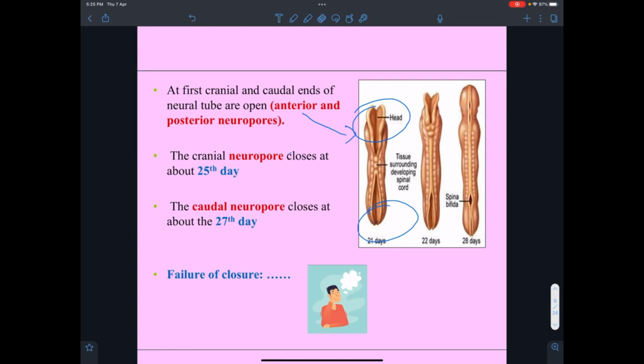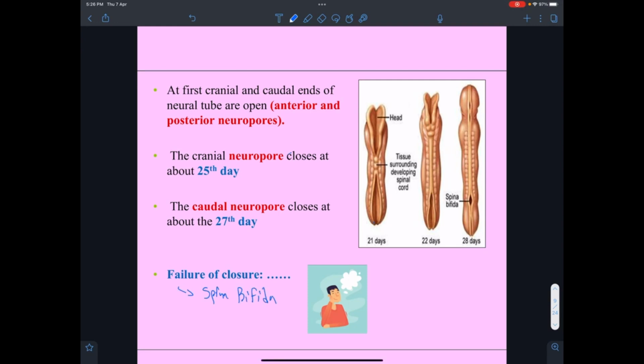What we want to know is that by the end of neurulation, these two openings, the anterior and the posterior neuropores, should close at a specific day of pregnancy. If they don't close, this will lead to anomalies. For example, they can lead to an anomaly in the spinal cord known as spina bifida.